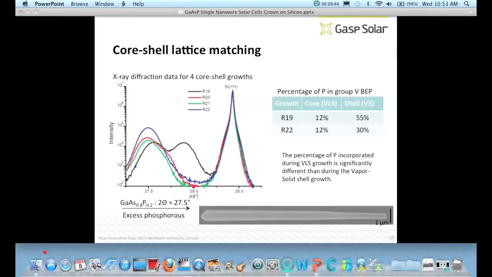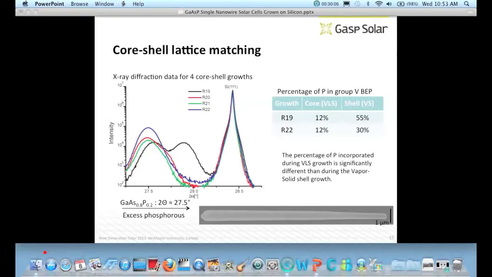Because when it becomes incorporated with the gallium droplet, the phosphorus atoms have a very high incorporation ratio. So we use only 12% phosphorus in the group 5 flux during the core nanowire growth. But when we wanted to do the shells, we needed a lot more, so initially we started out with 55% phosphorus in the group 5 flux.